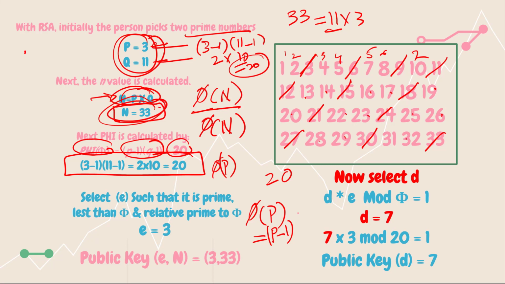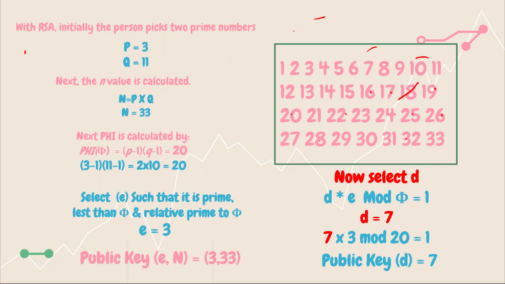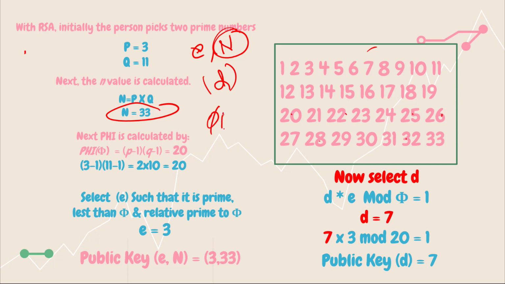That's pretty important. So now that we have these numbers, let me erase all of this first. So we have n. If you remember from our previous discussion, our public key is E and n, and our private key is D. So we got our first number n, which is the product of two prime numbers, and now we got phi of n, another number, which is 20 here.